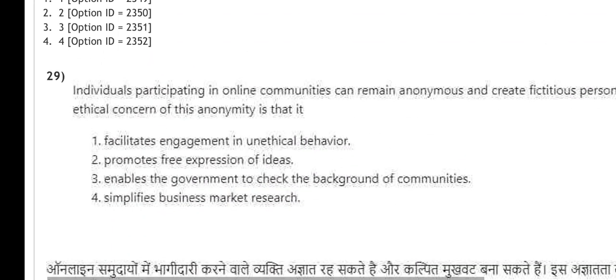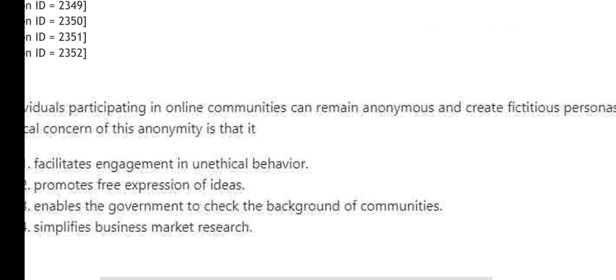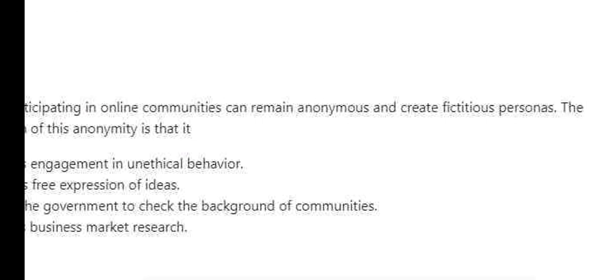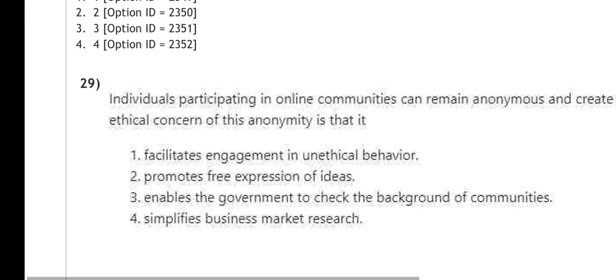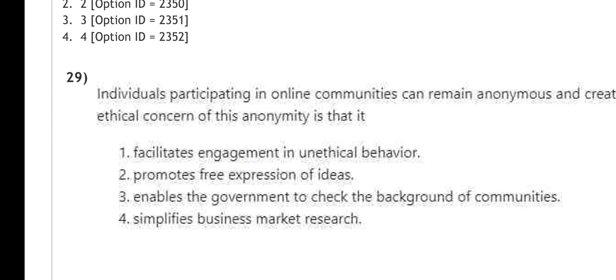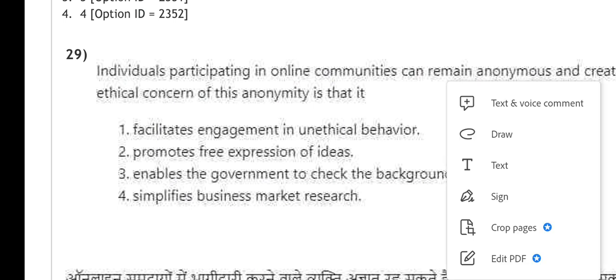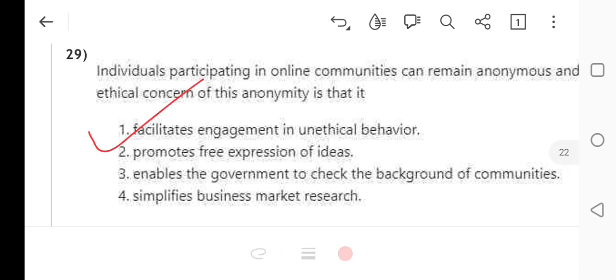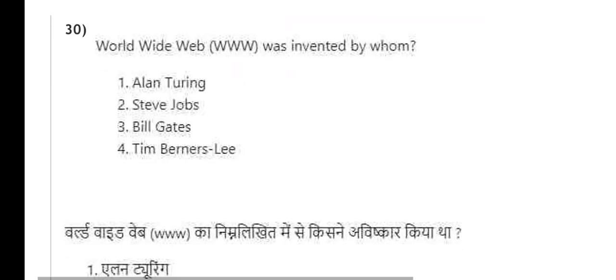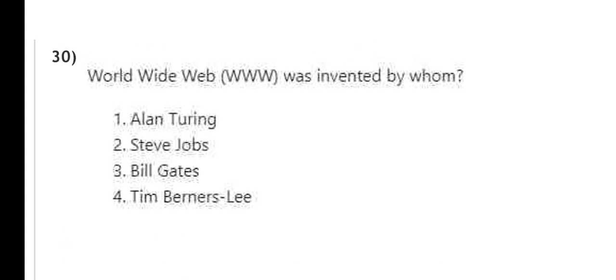Next, individuals participating in online communities can remain anonymous and create fictitious personas. The ethical concern of the anonymity is that it: 1, 2, 3, 4: facilitates engagement in unethical behavior, promotes free expression of ideas, enables the government to check the background of communities, simplifies business market research. So it will be facilitates engagement in unethical behavior. Next, the World Wide Web, WWW, was invented by whom? Alan Turing, Steve Jobs, Bill Gates, Tim Berners-Lee. So it will be Tim Berners-Lee.